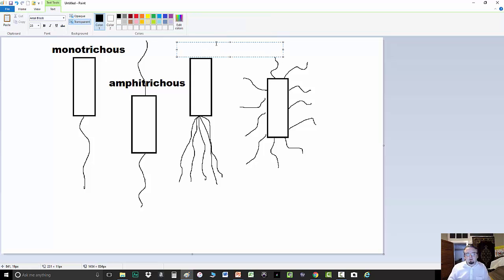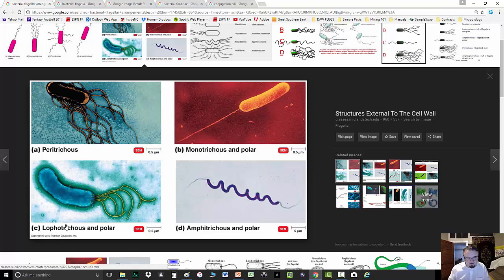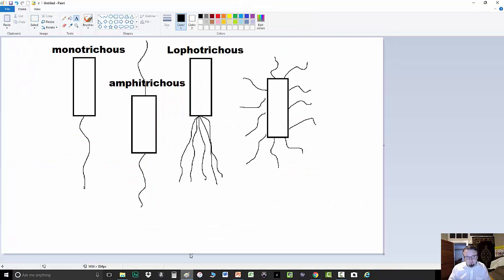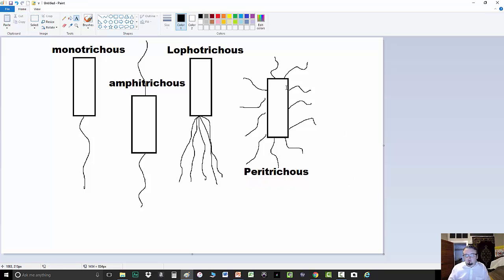This third one here is called lophotrichous. That's the clustering on one end. Lopho somehow translates to cluster. That's what you're seeing here. And then the last one is called peritrichous. And peri means around. So around, tails around the cell. So mono, amphi, lopho, and peritrichous.